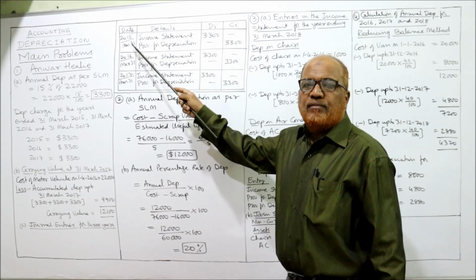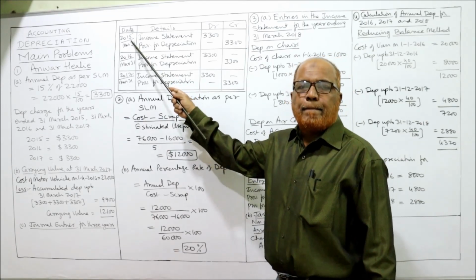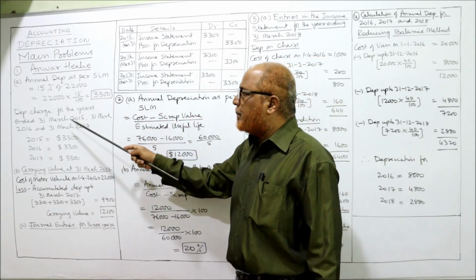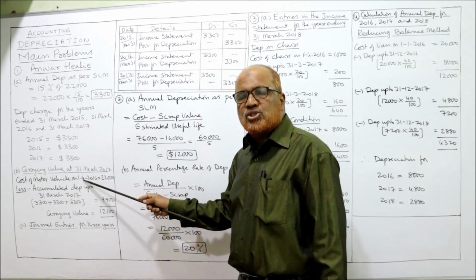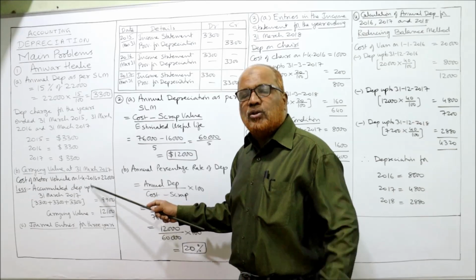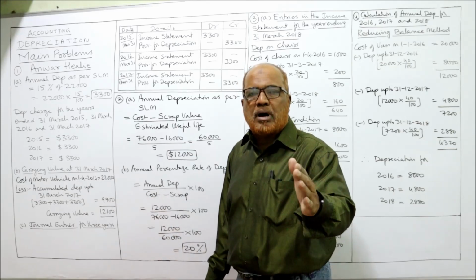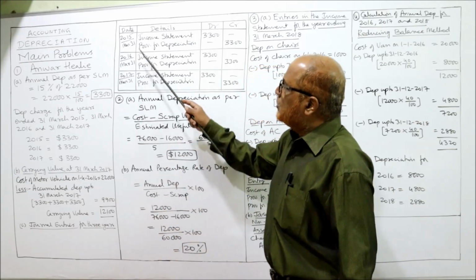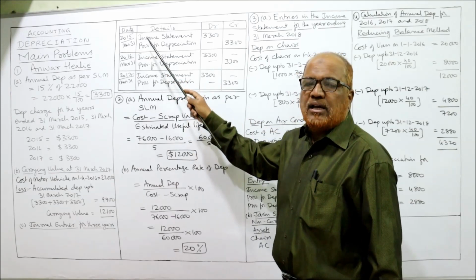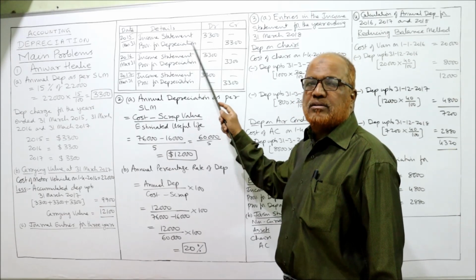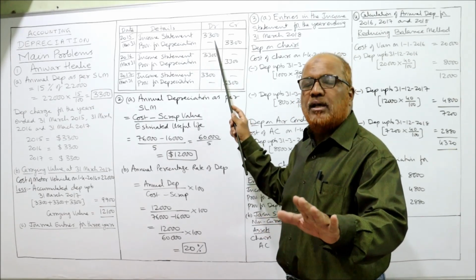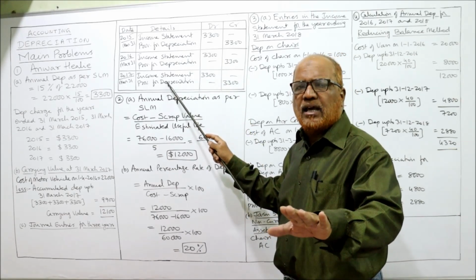First year end on 31st March 2015. Year begins on 1st April 2014. The vehicle was purchased on 1st April 2014. The first year ends on 31st March 2015. So 31st March 2015, entry is income statement debit, provision for depreciation credit 3,300. 1 year over.